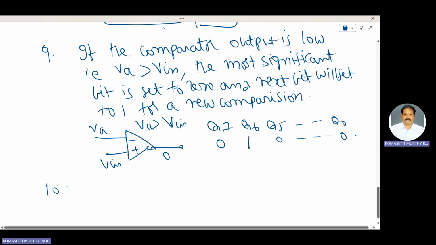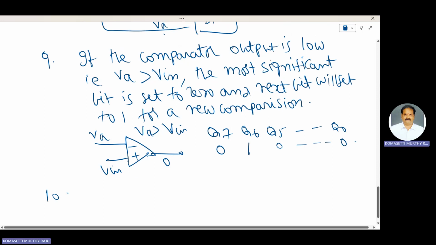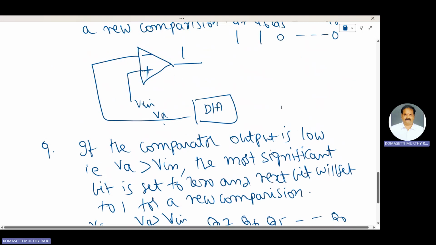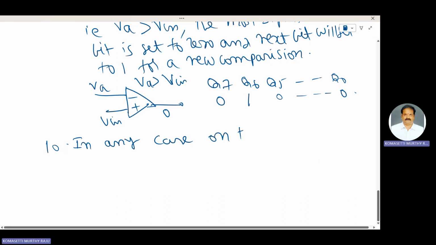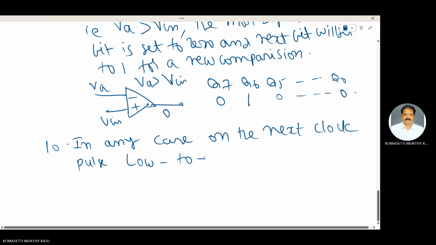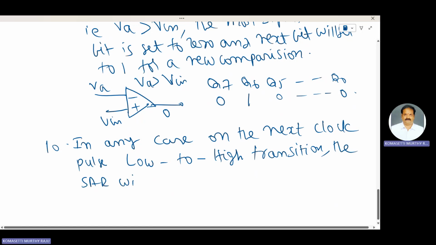Next one, in any case, either 8th point or 9th point, on the next clock pulse, low to high transition, the SAR will set the next most significant bit Q6.